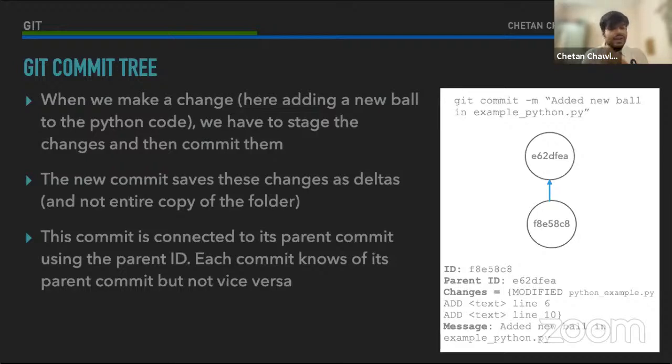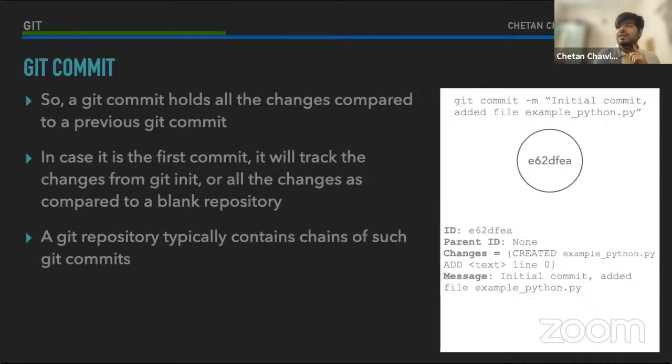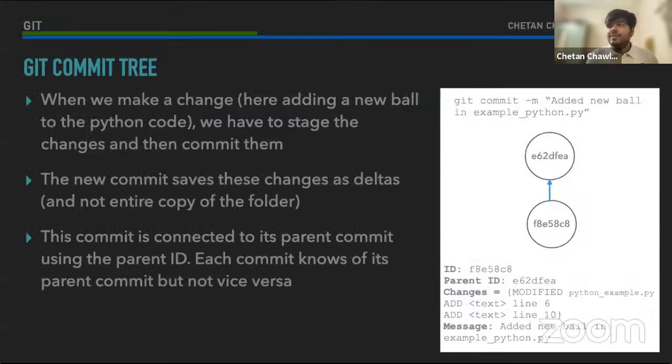And then when I do this, what git commit does is it creates another object. And on the right, you can see this object again has an alphanumeric ID that is completely random. And then it has a parent ID. And this parent ID is the same that we had earlier. So if you see here, we had this ID E62DFEA, and it had a parent ID none. But now we have this new commit that is F8 something, and it has a parent ID on the right. You can see E62DFEA.